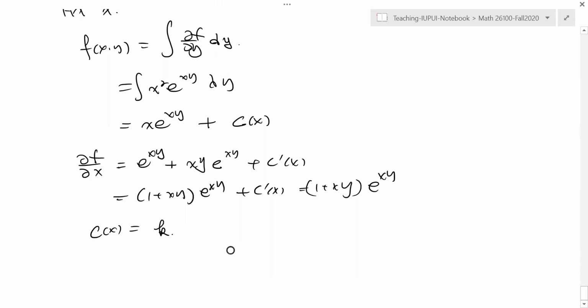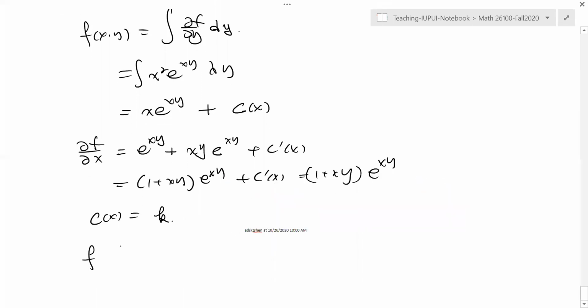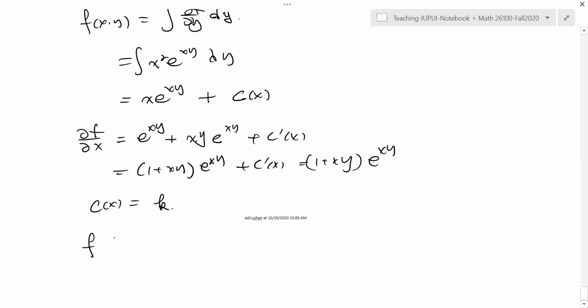So I got a function that is different from the above one. In the above one, the c of x was not trivial, but this time c is a constant. So the function we get is a simple function, just x e to the xy plus a constant.